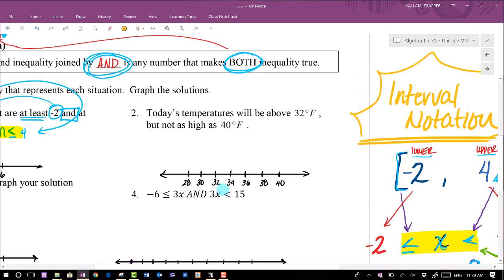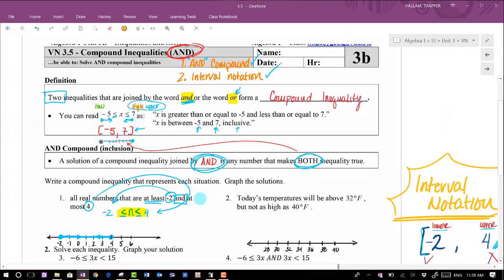Okay, so in this video, we've covered what a compound inequality is. We've covered how to graph it, how it relates to interval notation, and how to write one.